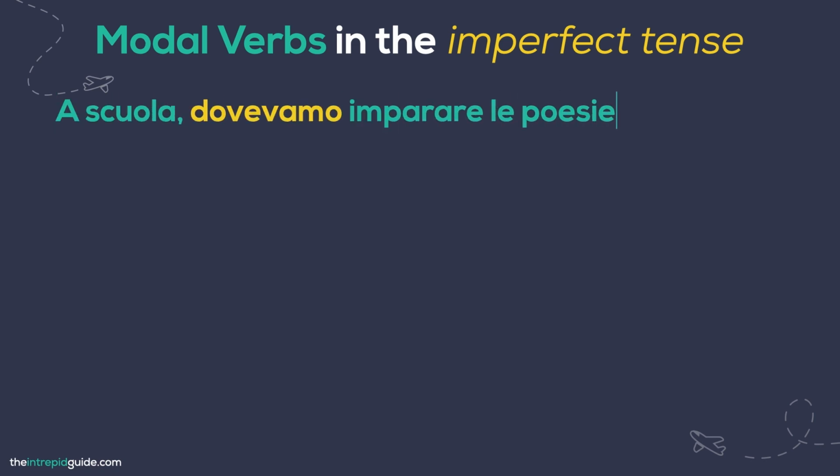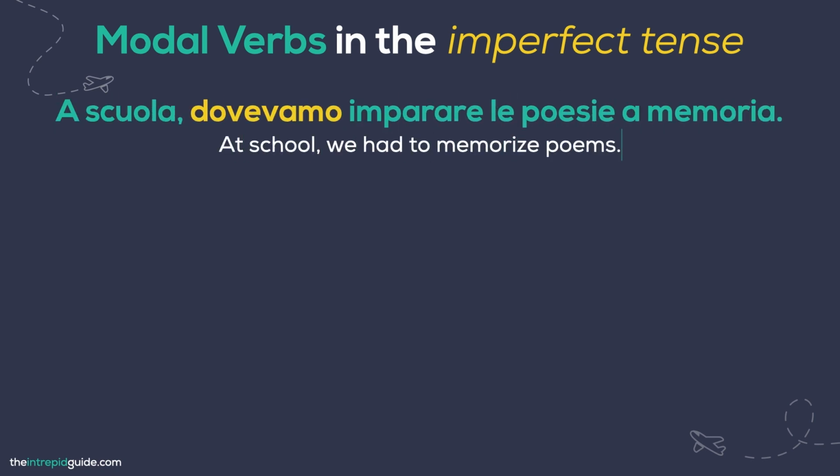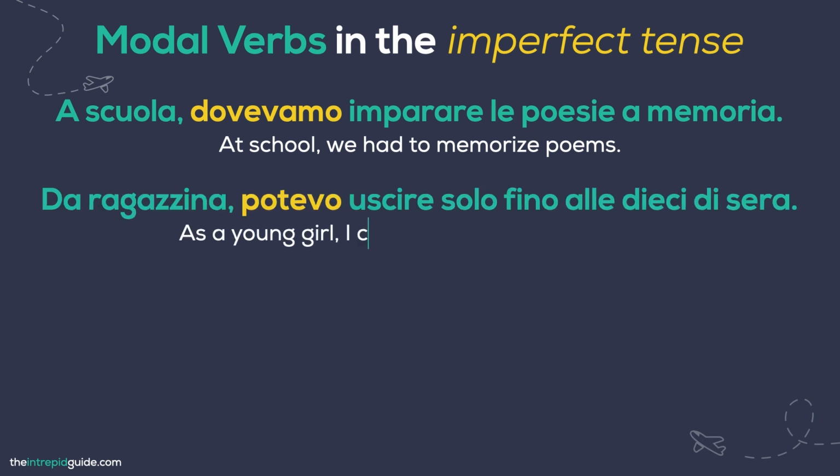Here are some example sentences. A scuola dovevamo imparare le poesie a memoria. At school, we had to memorize poems. Da ragazzina potevo uscire solo fino alle 10 di sera. As a young girl, I could only go out until 10 p.m.